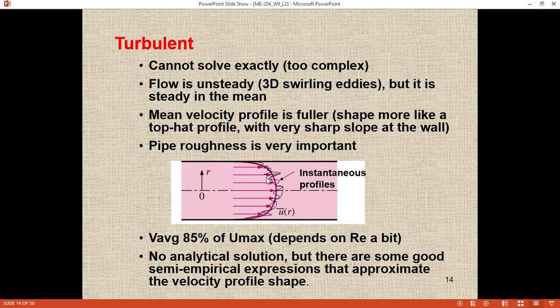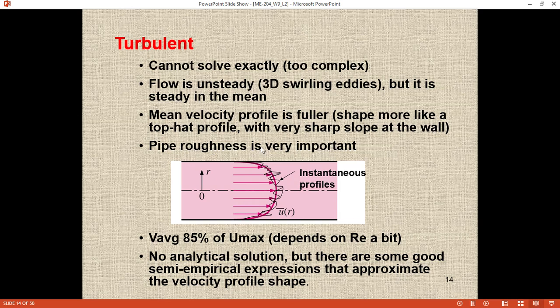Okay, the flow is constantly 3D swirling eddies, but it is steady in the mean. You can see the eddies here. Every instant the velocity profile is different, it's not the same. Its behavior is three-dimensional, but the average is the same. This is the average line of all the velocity profiles at every instant. So the mean velocity profile has a fuller shape, more like a top hat profile, with a very sharp slope at the wall. So this profile is very close to the uniform velocity profile.